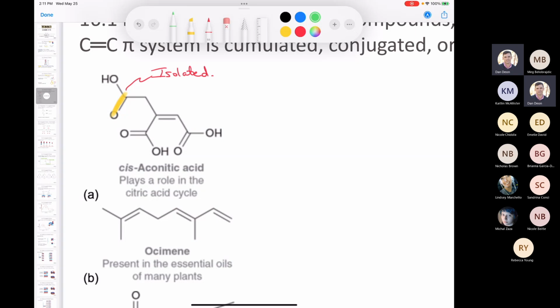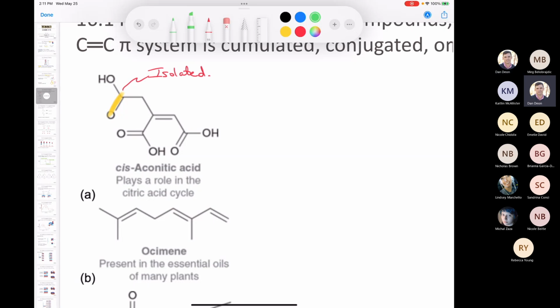There we go. But what if I was to highlight this double bond, single bond, double bond, single bond, double bond? How would you describe that system? Not isolated. Would that be cumulated or conjugated? Yes, absolutely. 100%. Yes, these would be conjugated. There we go. Conjugated. Perfect. Thank you, Emily. Thank you, Caitlin. Both of you are 100% correct.